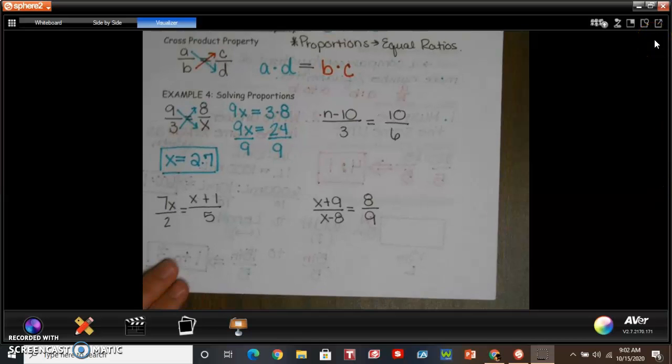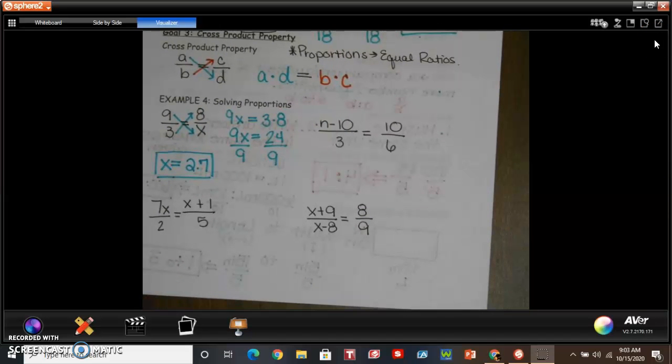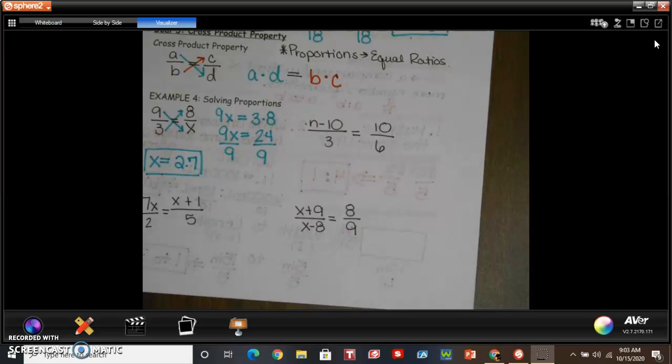All right, so that one was a real simple one. Those were the easy ones. You'll have 3 problems that are easy like that. Okay, the next one we have algebraic expressions involved. So let's talk about what we're going to do when we have those.